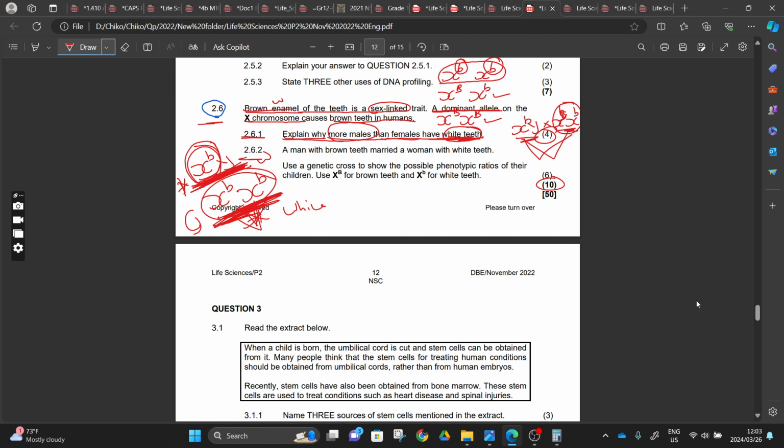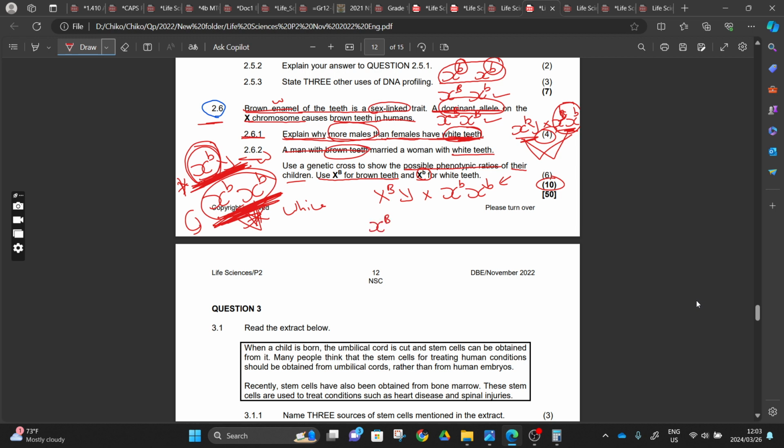Then 2.6.2: a man with brown teeth married a woman with white teeth. Use a genetic cross to show the possible phenotype ratio of their children. Use X^B for brown teeth and X^b for white teeth. Then we are going to say this because males, being sex linked, do not contain the small y allele. And then the female, because it's caused by a dominant allele, for her to have white teeth she'll have to have two recessive alleles, X^b X^b. Right? And then from there we do our crosses.